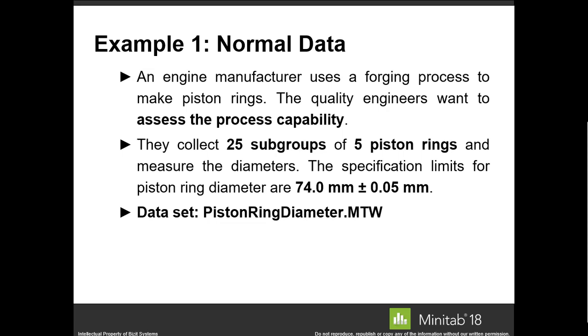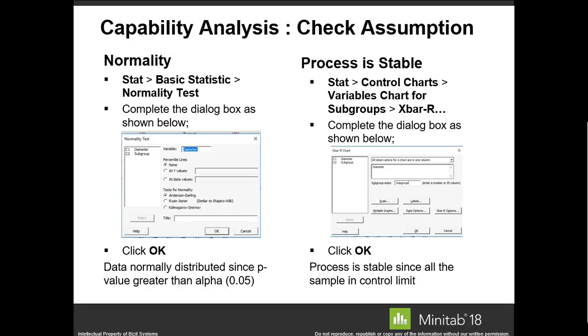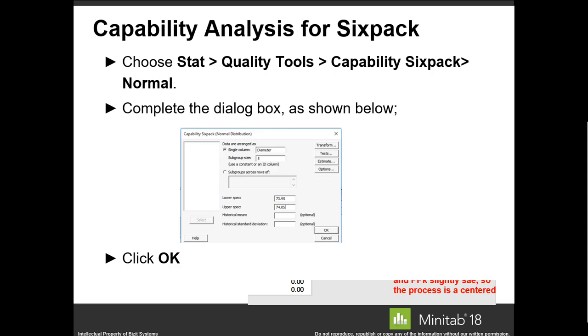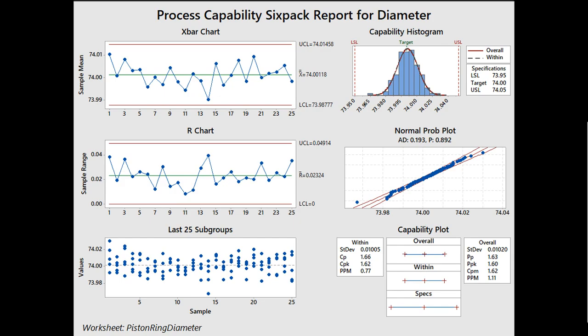Okay, so from here, we have the normality and process capability. So already we have this kind of graph. If you're using Quality Tools, Capability Analysis, you get this kind of graph. If you're using Quality Tools, Capability Sixpack, you get this Capability Sixpack report.